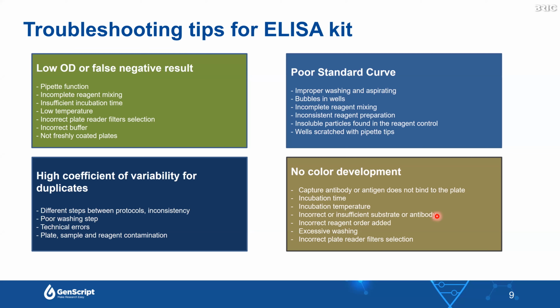No color development is sometimes caused by the capture antibodies or antigens not binding to the plate, therefore nothing is detected. Incubation time and temperature may be incorrect, or insufficient antibody or substrate was added. The sequence of reagent addition or the plate reader filter selection may be incorrect. Excessive washing will also remove the binding interactions.